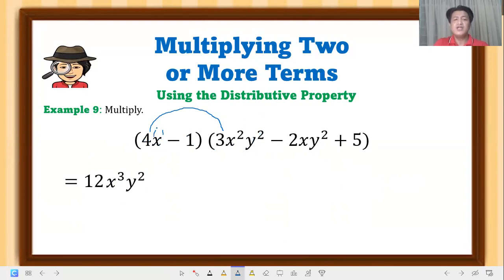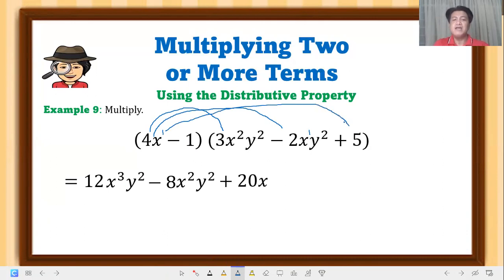Okay, and then dito naman tayo 4x times negative 2x y squared, that will become negative 8. Okay, di ba mayroon tayong x? I-add natin yung exponent nila, 1 plus 1, that will become x squared. Copy lang natin si y squared. And we have this 4x times 5. That is simply 20x. Wala naman kasing same base na variable, no? Kaya copy lang natin yung x.